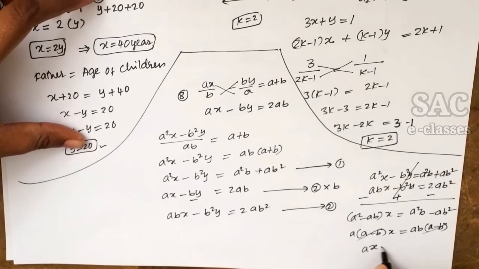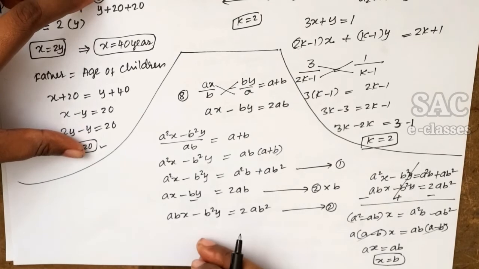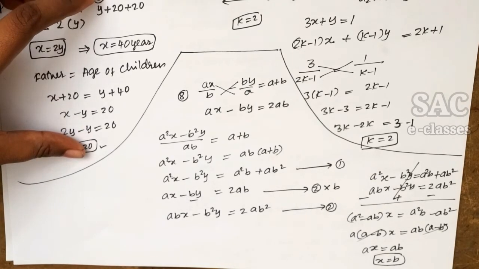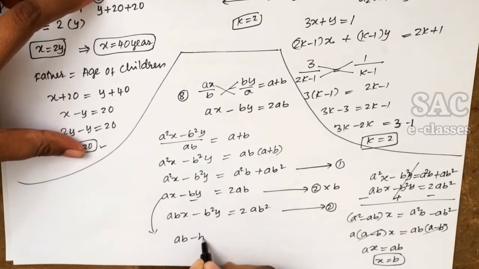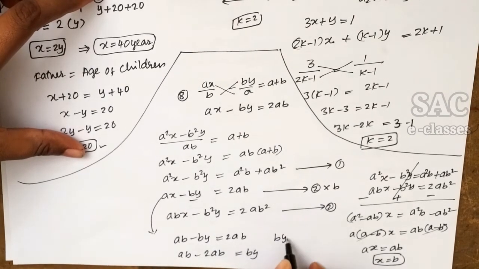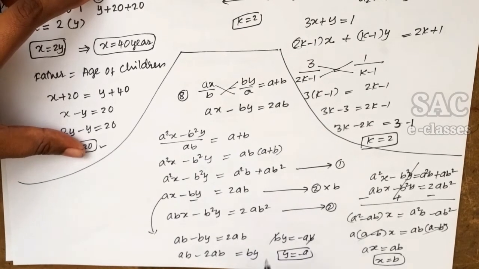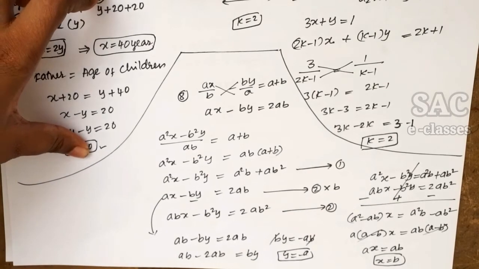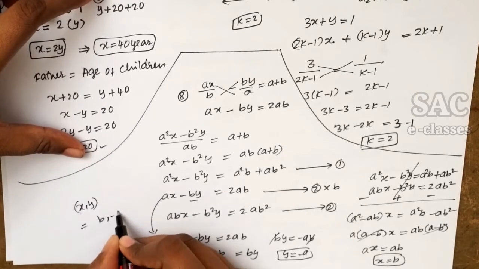Then ax equal to ab, where x is equal to b. If x is equal to b, obviously you can find the y value by substituting in it. ab minus by is equal to 2ab. Clearly you get by equal to minus ab, y equal to minus a. Then we can find the intersection of these two. What is that? x comma y is equal to b comma minus a.